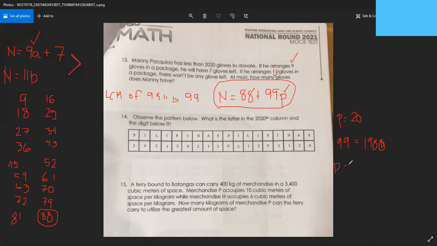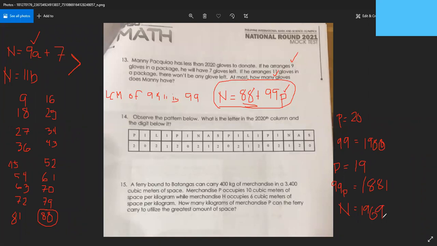If P is 19, therefore 99 times 19 is 1881, plus the remaining, which is 88. So N will be equivalent to 1881 plus 88, and we will get 1969. So this is now our answer for that item.